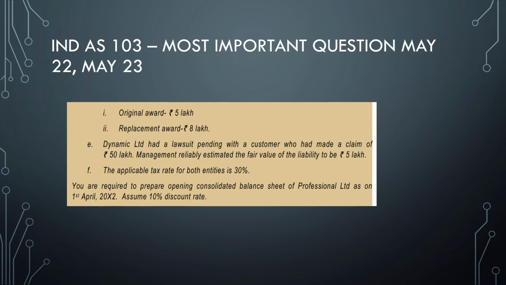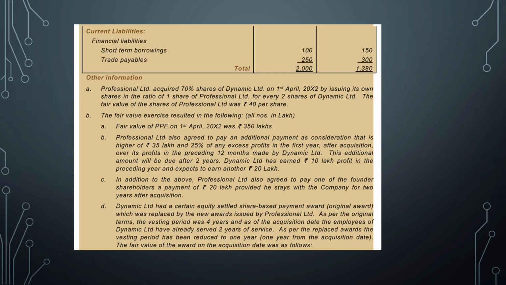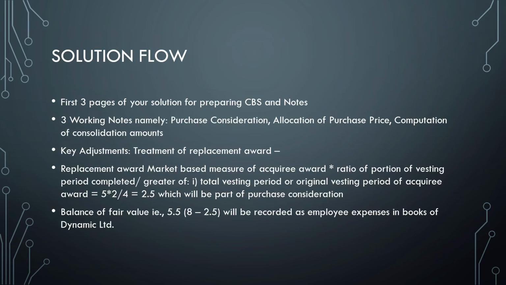So what is this data? Replacement award 8 lakhs. What is the data given for? The balance of fair value, that is 8 minus 2.5, which we just arrived at, so this 5.5 will be recorded as employee expense in the books of Dynamic Limited. This 2.5 will be part of your purchase consideration. If you do this properly, at least 2 to 3 marks is secured.